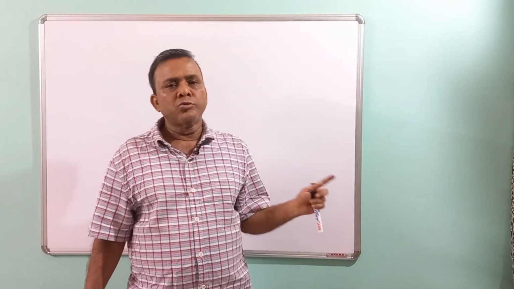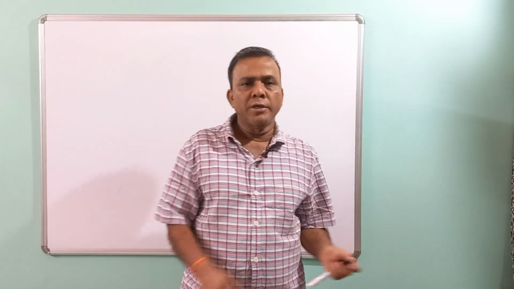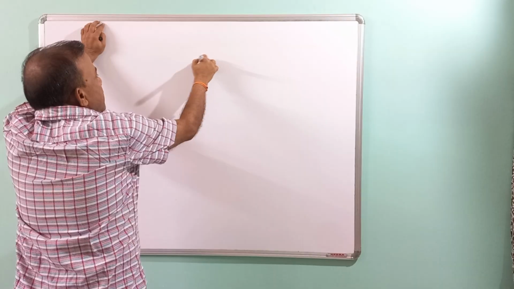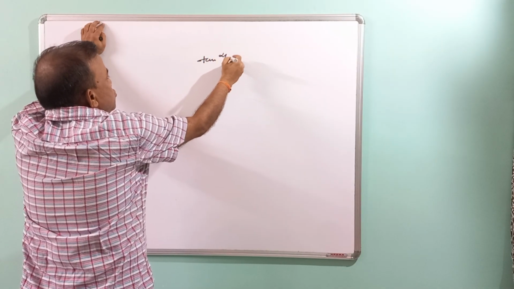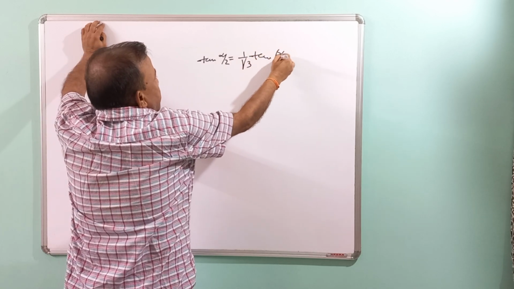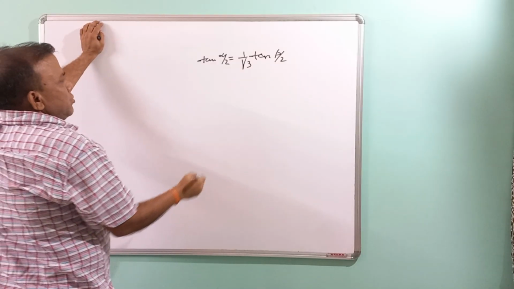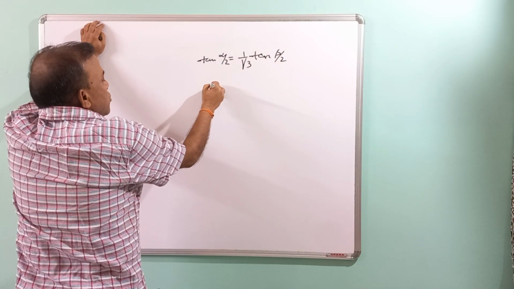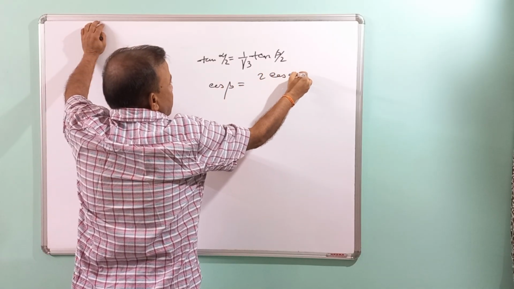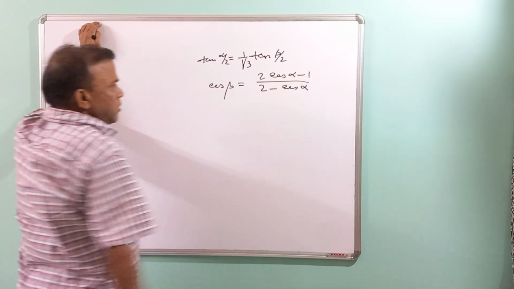Okay. Now we are going to discuss a trigonometry related chapter, submultiple angle. The problem is: tan alpha by 2 equals 1 by root 3 into tan beta by 2. Then prove that cos beta equals 2 cos alpha minus 1 divided by 2 minus cos alpha.